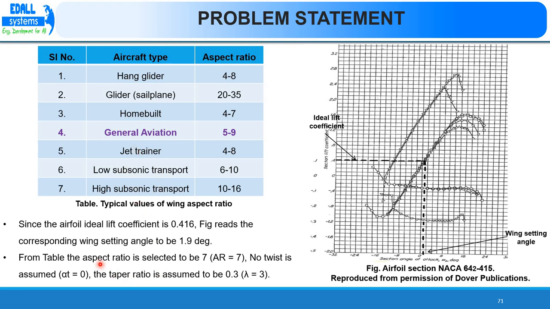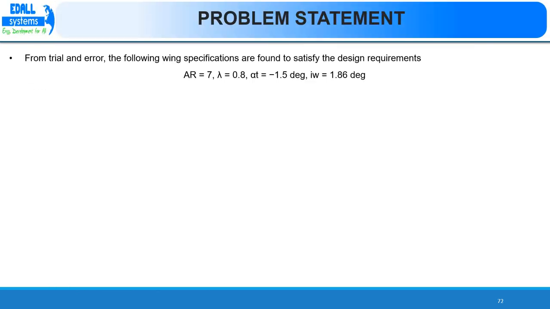From this table, the aspect ratio is selected to be 7, no twist is assumed, and the taper ratio is assumed to be 0.3. From trial and error, the following wing specifications are found to be satisfying the design requirements. Those are aspect ratio equals 7, taper ratio equals 0.8, twist angle alpha t equals minus 1.5 degree, and wing incidence is equal to 1.86 degree.